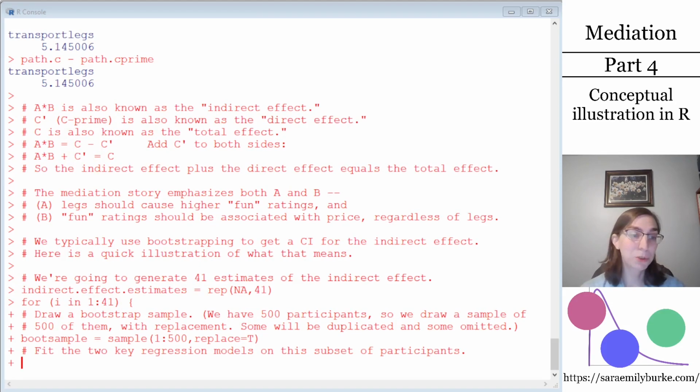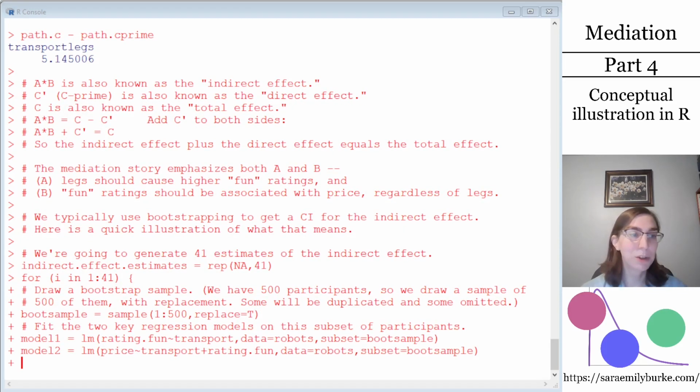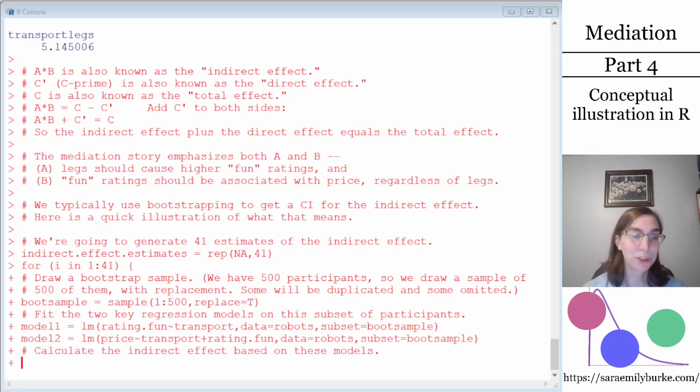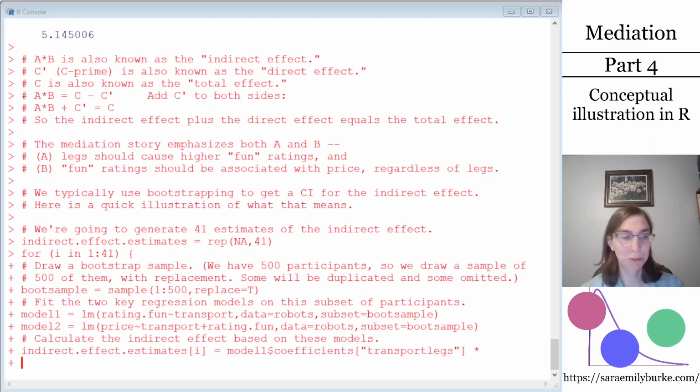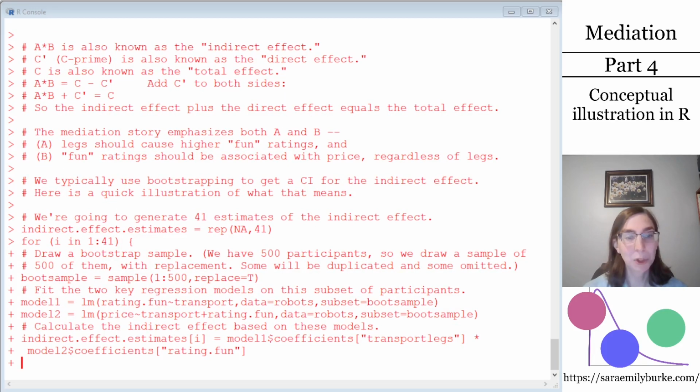Next, I'm going to fit the two key regression models on this new subset of participants. Here I'm just calling them Model 1 and Model 2, although you could call them the A path model and the B path model if you want. Then I'm going to calculate the indirect effect from this particular bootstrap sample by extracting the slopes from these models, and I'm going to plug it directly into the vector of indirect effect estimates in position i.